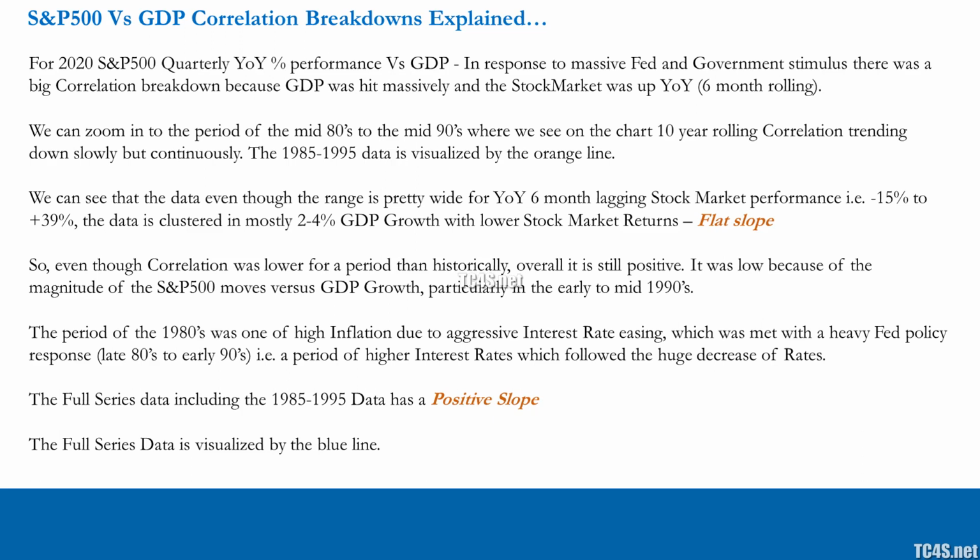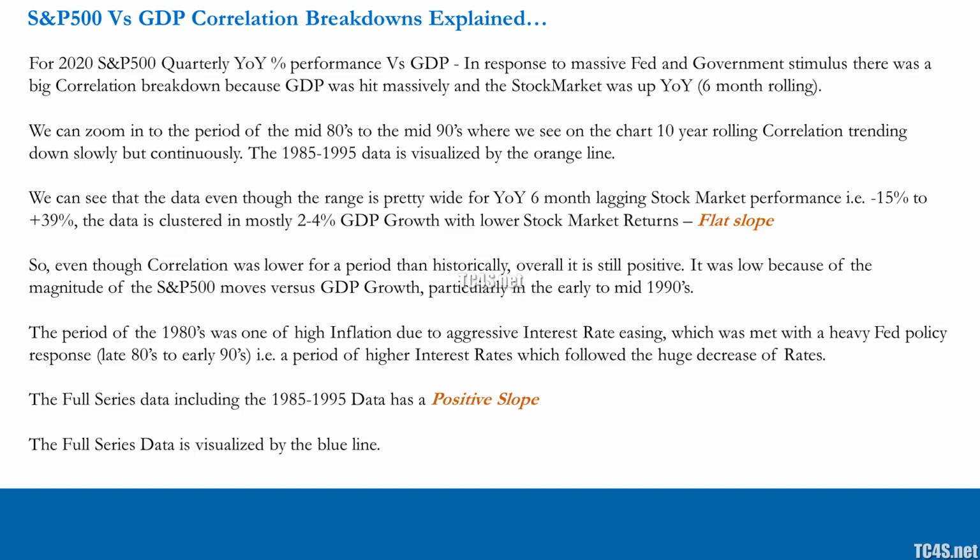Okay. And when we look at the full data series, including the 1985 to 1995 data, it has a positive slope. So I'd encourage you to look at the data set, download the spreadsheet, and have a look at what happens during the early 90s to mid-90s. What you'll see is low stock market returns associated with pretty decent GDP growth, 2 to 4% GDP growth. So what does that mean?